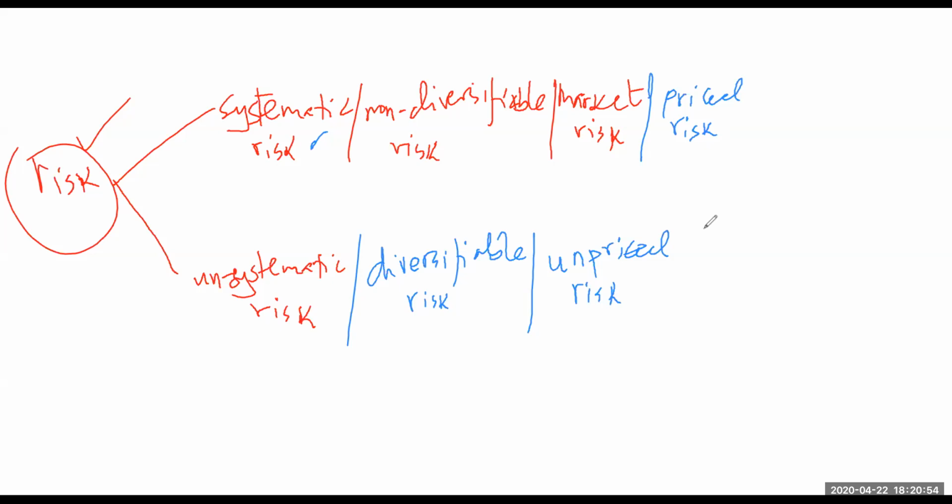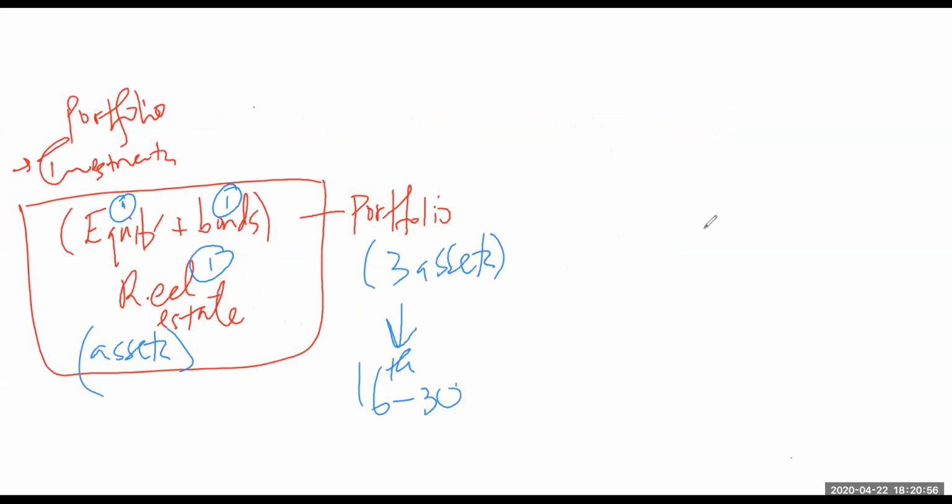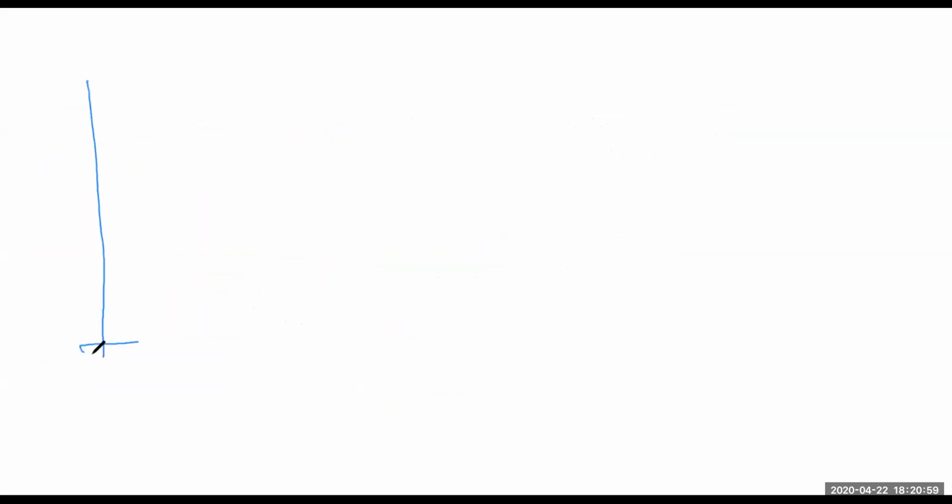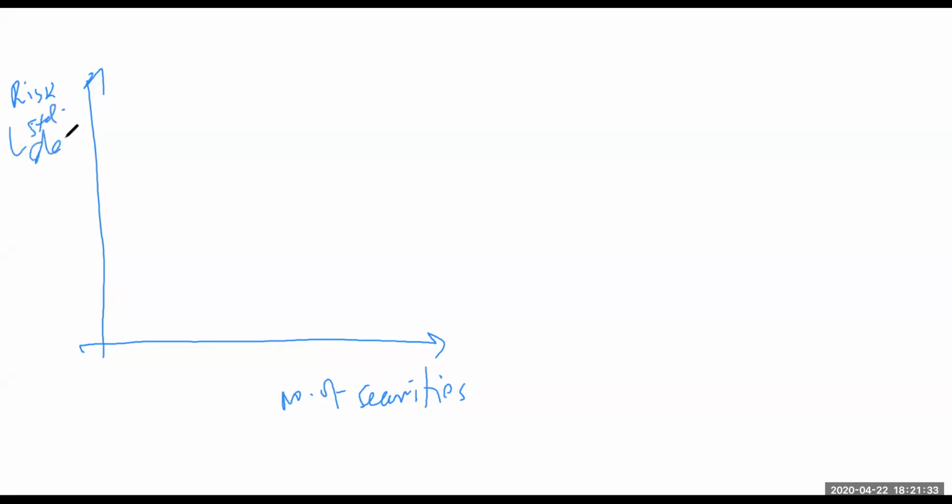Let me make a simple graph here. If we are to make an assumption, this is our graph. Here is the number of securities, or the number of assets in a portfolio, and here is the risk, as measured by standard deviation.